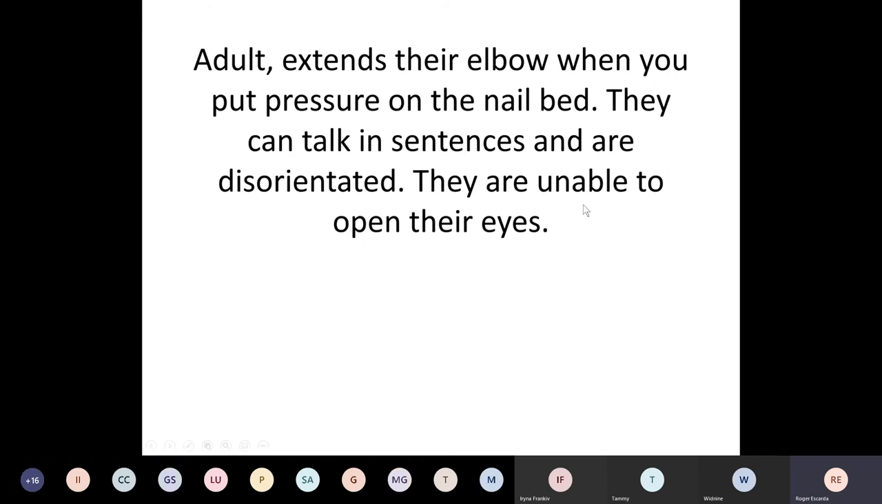All right, next is Jasmine. Adult extends their elbow when you put pressure on the nail bed. They can talk in sentences and are disoriented. They are unable to open their eyes. Eyes is one. Disoriented is four. An extension, six. A little off, a tiny bit. Seven. Very good. Seven.